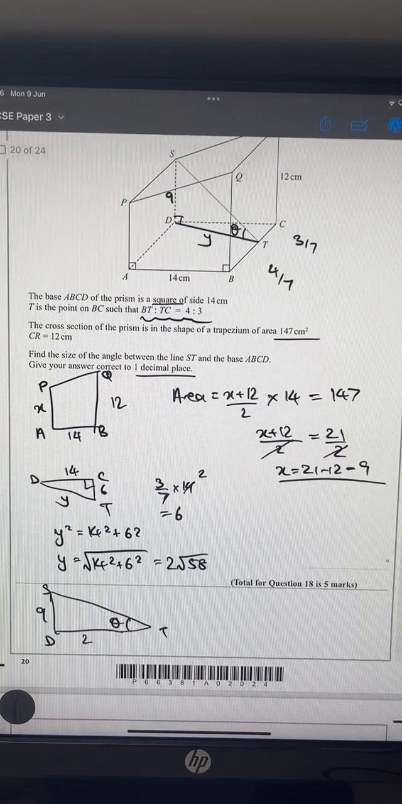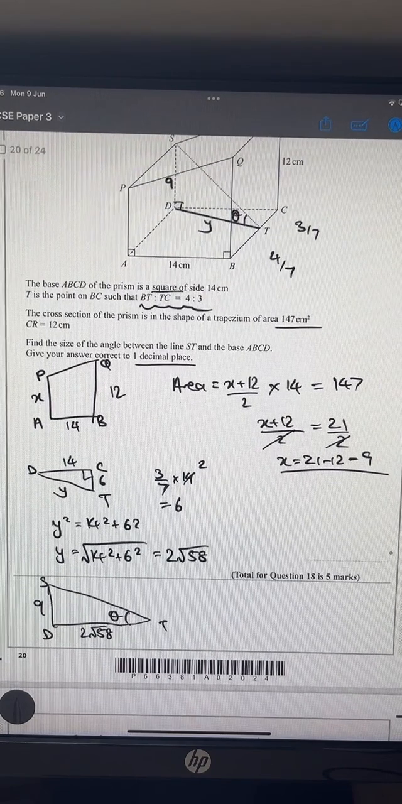What is y? 2 root 58. Don't be put off that you have a surd, okay? It's not bad to have a surd in this. Because keep in mind, question 18, we're almost at the end of the paper. Yep. So what do I do here in this stage? I'm just going to use trig again.